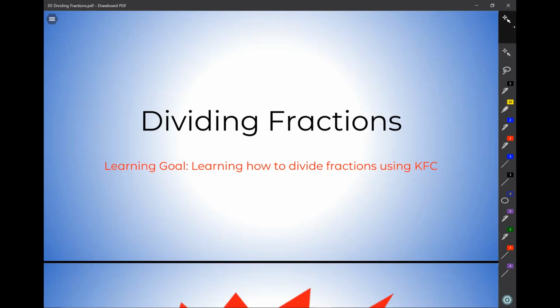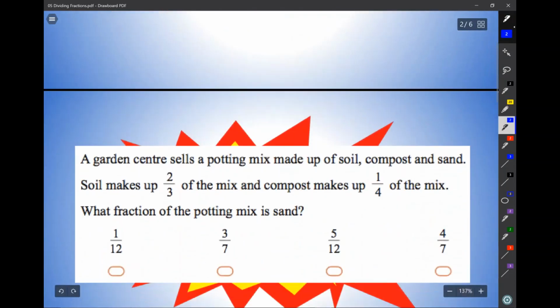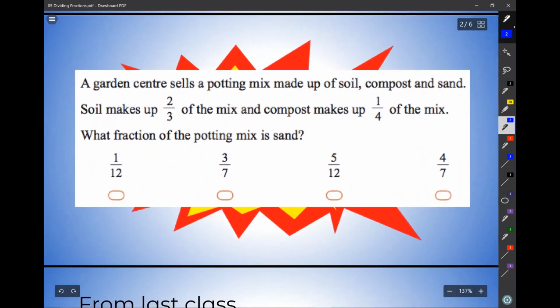We're going to be dividing fractions using something called KFC. We'll get to exactly what that is in a minute. But right now what I want you guys to do is pause the video and have a go at this getting better at maths question.